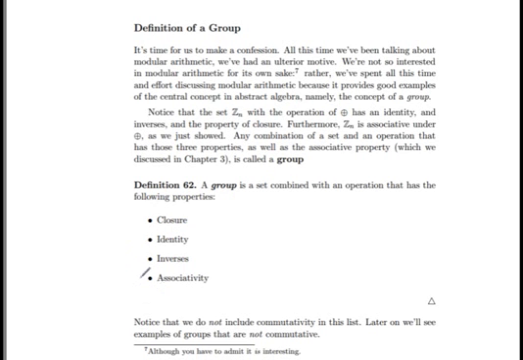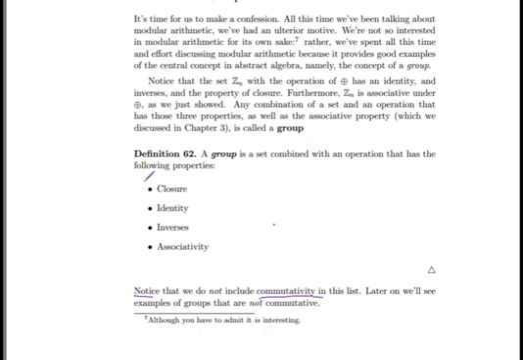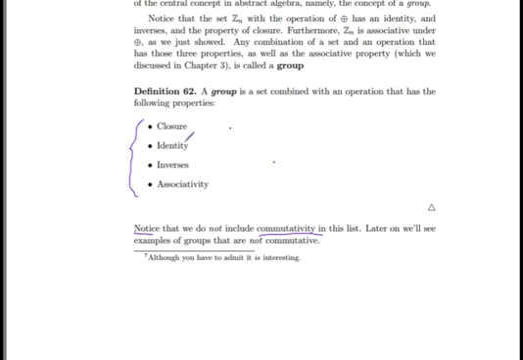Okay, and this is important down here. Notice that we did not include commutativity in this list. A group does not have to be commutative. Okay, so this is our introduction to this notion of group that we're going to be dealing with throughout the course. This is an abstract notion, and we'll find out that there are many, many examples of groups, and even groups whose elements are not even numbers. So we're going to see an abstraction of this general notion of group.